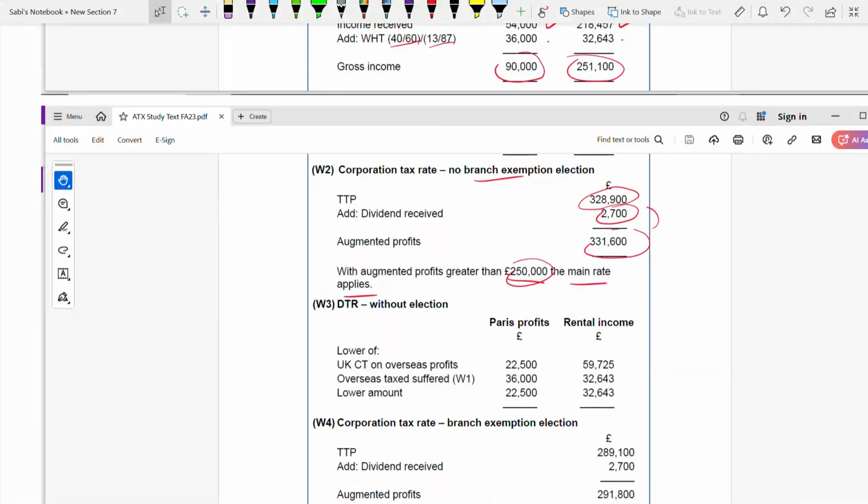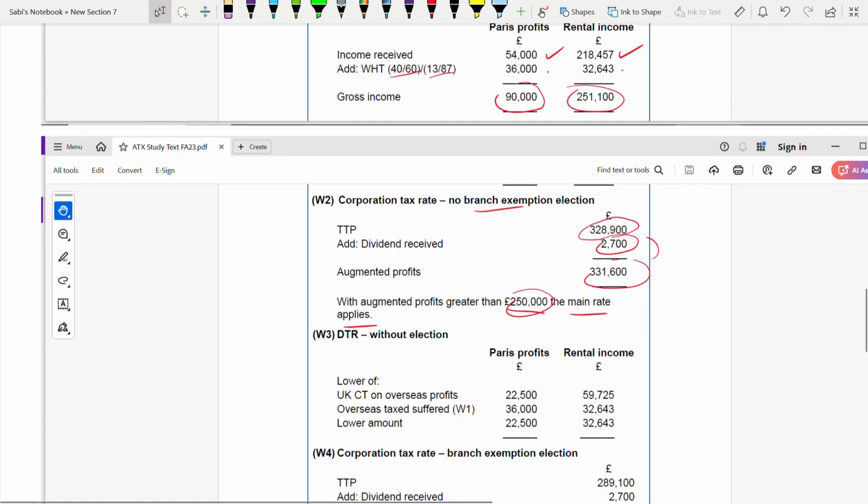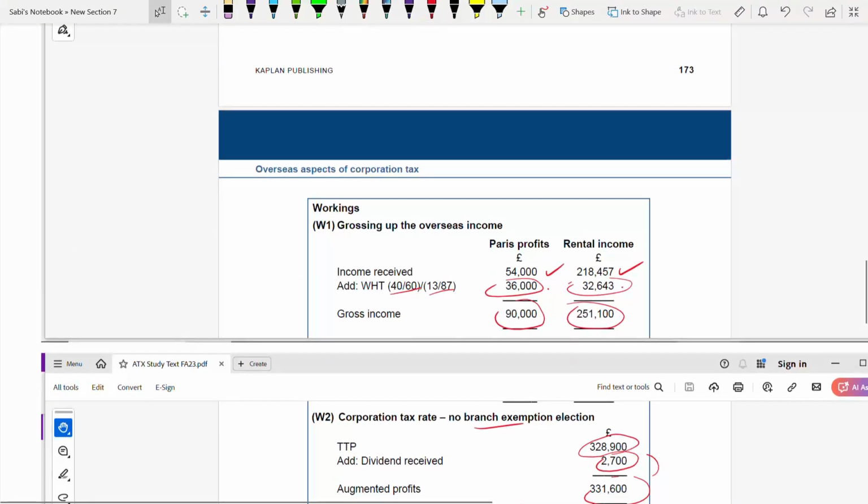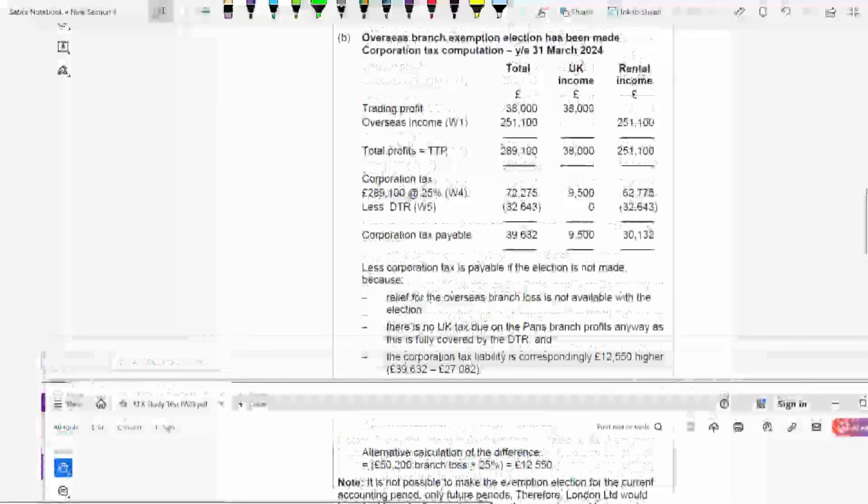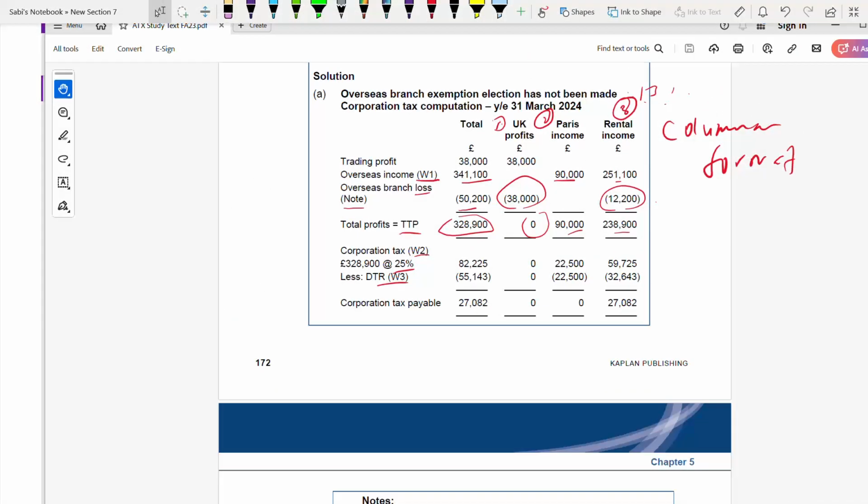Let us go to working 3, this one. So now see, overseas tax we have already calculated here in working 1. Overseas tax suffered for Paris, and this you have covered. And UK corporation tax on overseas profit, you have already got it here in this table. It is this 20,500, 59,725.